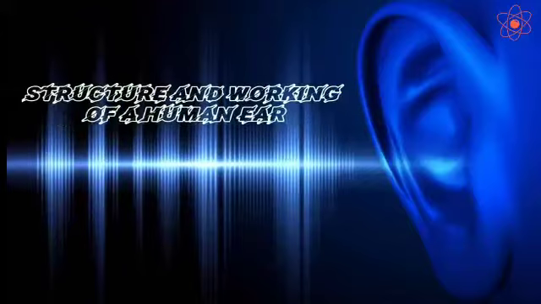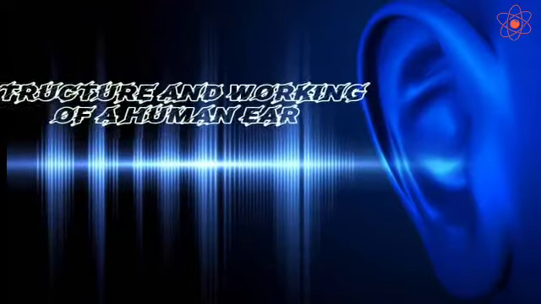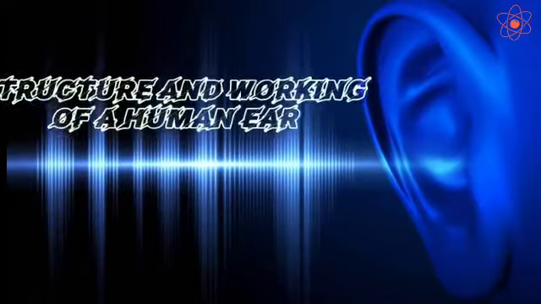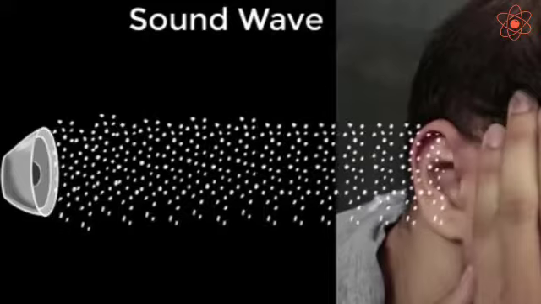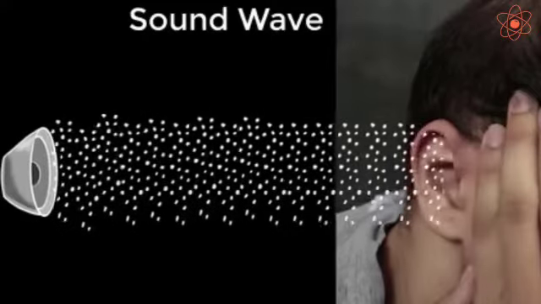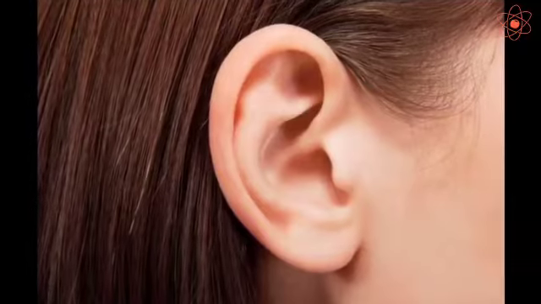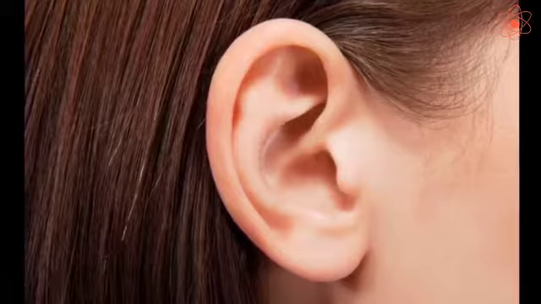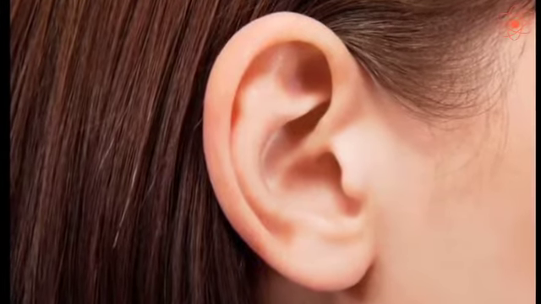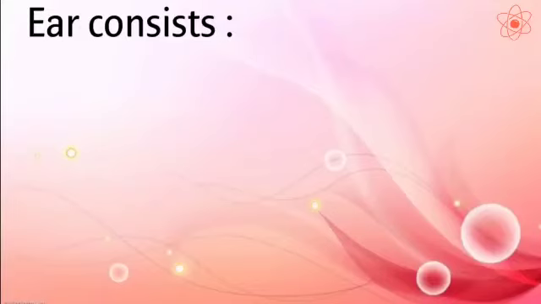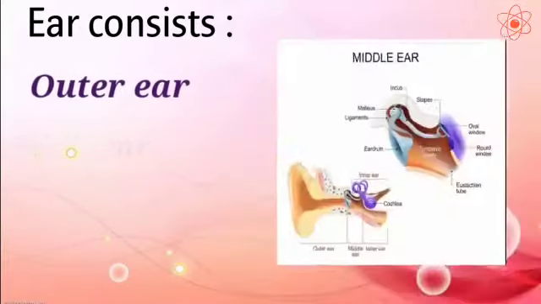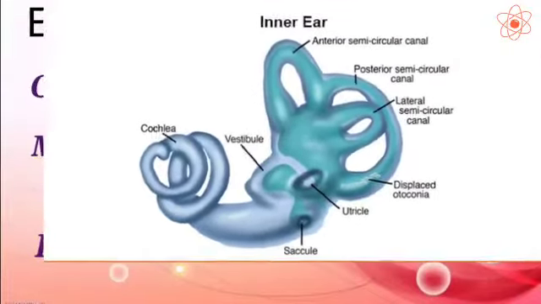Greetings to all. Let us discuss structure and working of a human ear. The sounds that we hear are actually the vibrations produced in the air columns around us. The organ that enables us to hear is the ear. It consists of three parts: outer ear, middle ear, and inner ear.